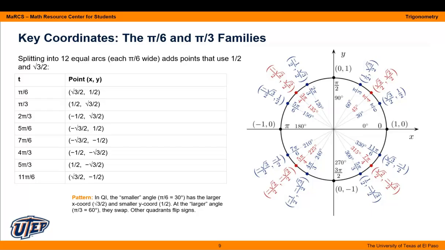At the smaller angle, pi over 6, the x-coordinate is larger and the y-coordinate is smaller. And at the larger angle, pi over 3, they switch. As the angle increases, the point moves upward and to the left, so y increases and x decreases. Again, the same absolute values appear in other quadrants, and only the signs change.